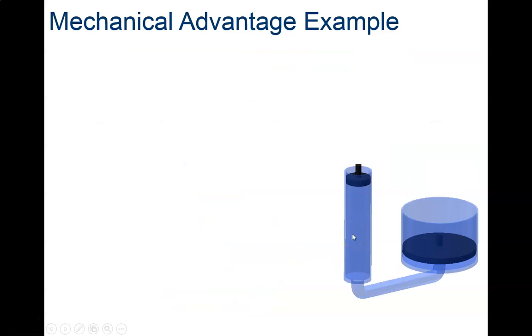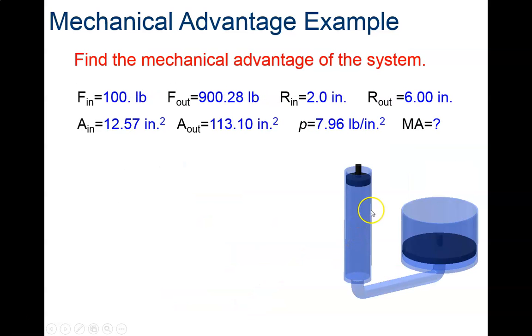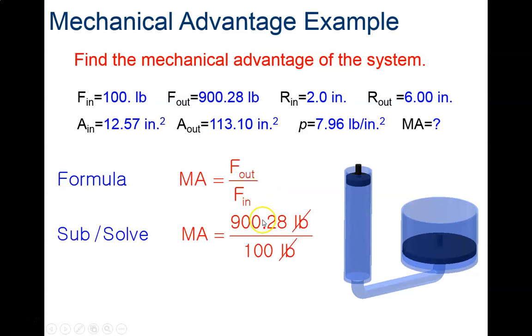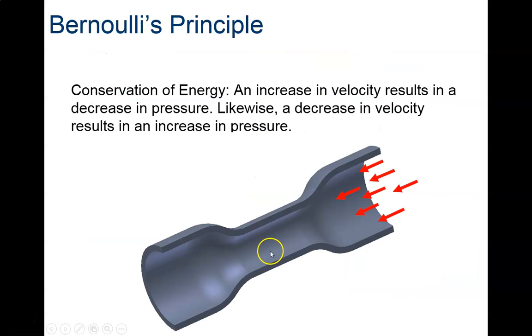Okay. The mechanical advantage of the system, remember mechanical advantage, that equals the output force divided by the input force. The output force was 900 pounds, the input force was 100 pounds, so our mechanical advantage was 9. Bernoulli's principle, that's pretty much the meat and potatoes of it. This was just a couple other things to throw in here.